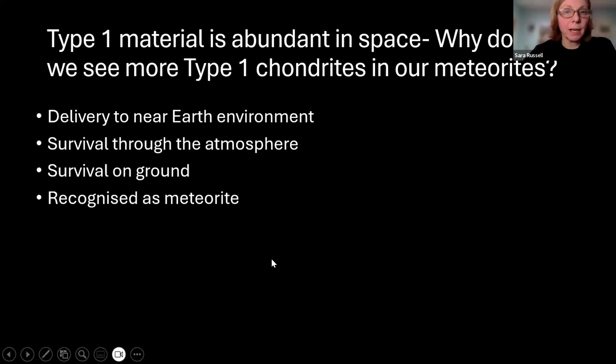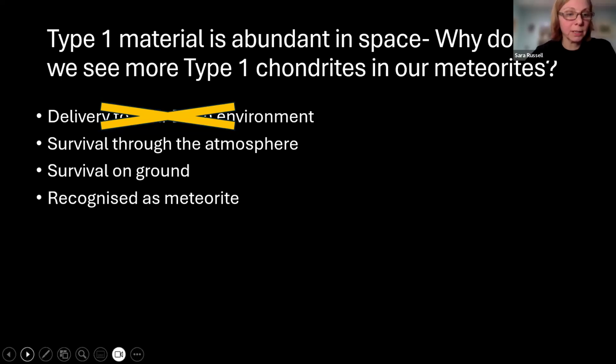Okay, so I hope you would agree with me that type 1 material is abundant in space. So why don't we see it in our meteorites? There are several reasons. Delivery to the near-Earth environment, maybe there aren't that many near the Earth. Survival through the atmosphere, survival on the ground. And then when they're on the ground, they're not really recognized as meteorites. Of these options, the first one doesn't play a role, and we know that because Bennu and Ryugu, which are near-Earth asteroids, are both type 1. But the other three do play a role.